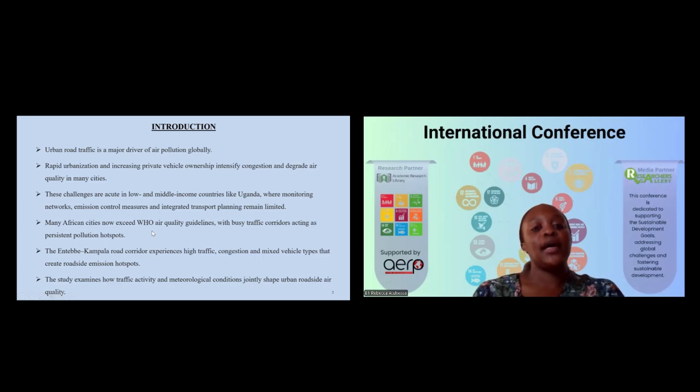In this study, I focused on the Entebbe Kampala Road corridor due to its high traffic congestion and mixed vehicle fleets that create roadside emission hotspots. This study mainly examined how traffic activity and meteorological conditions jointly shape urban roadside air quality.